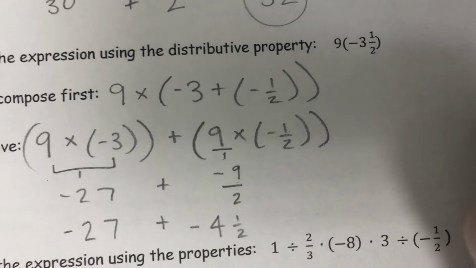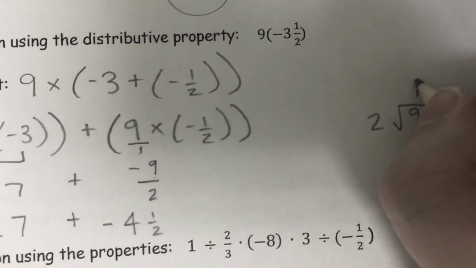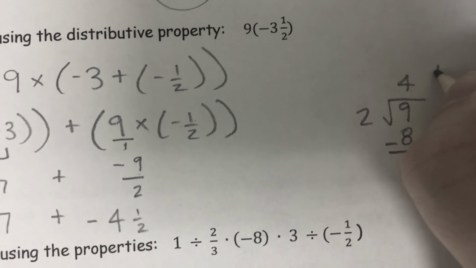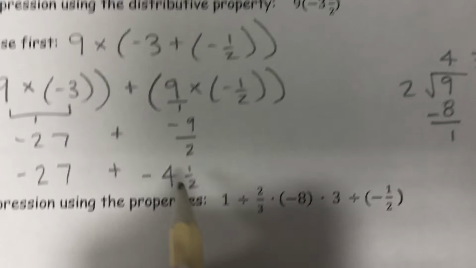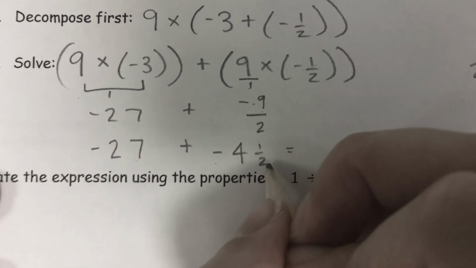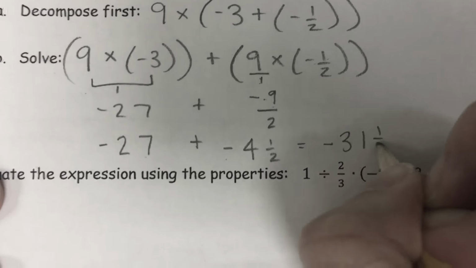If you need to see that real quick, 9 divided by 2, 2 goes into 9 4 times. 2 times 4 is 8, with 1 left over 2. And that negative sign is out in front, so we must keep it. Negative 27 plus negative 4.5 is negative 31.5.